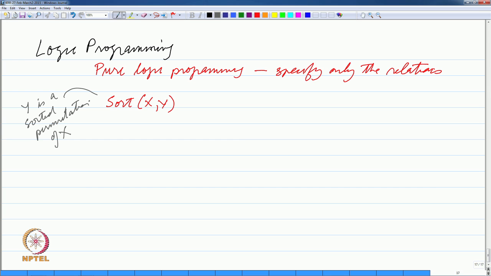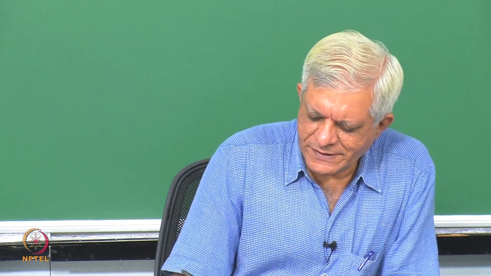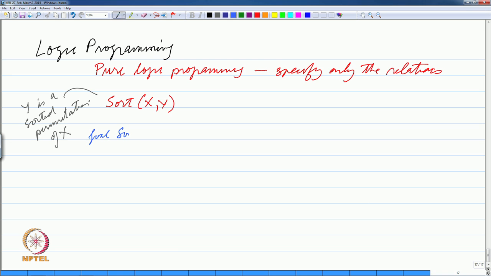So, if you wanted to run this program, for example, you would say goal, for example, sort 3 2 1, let us say, y, and it would say yes if y is equal to 1 2 3, for example, if you are sorting in ascending order. So, you could give that the first argument is an unsorted array, and the second argument, which the program will find for you, is a sorted array essentially.